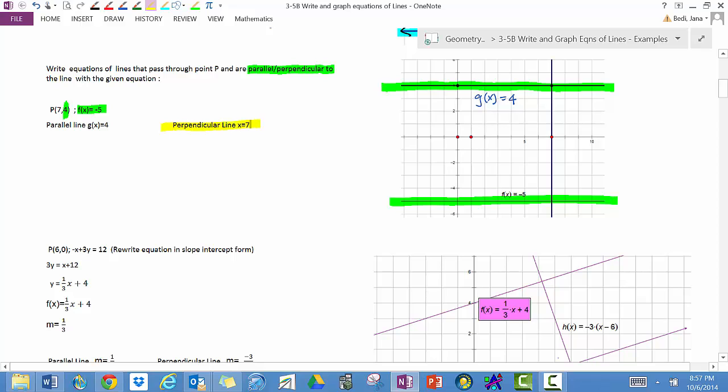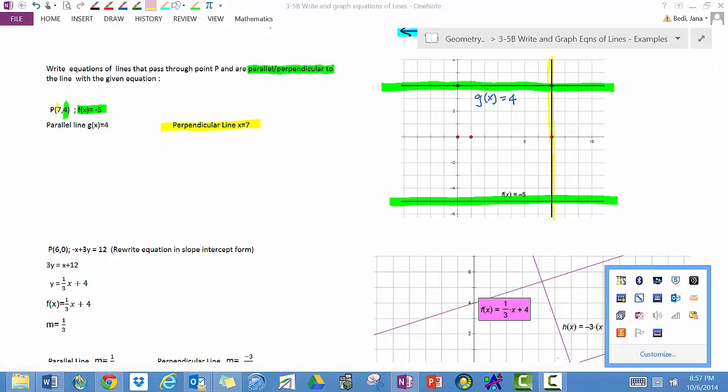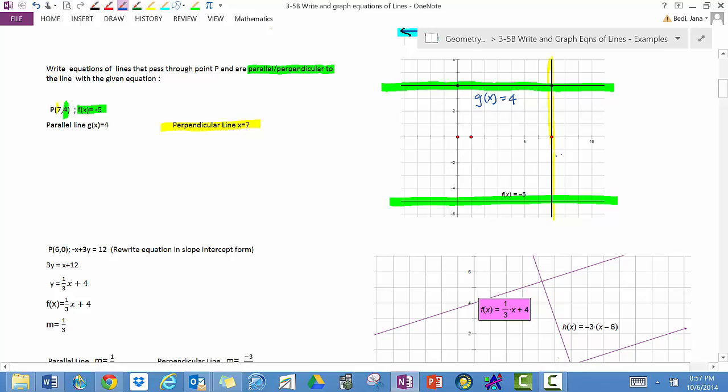The line perpendicular to f of x equals -5 goes through the x coordinate. So the x coordinate here is 7. So this is the perpendicular line with the equation x equals 7. Note that we do not use the function form because this is not a function. It would also be useful if we mark the point (7, 4), which is over here. P is (7, 4). This is the point P.